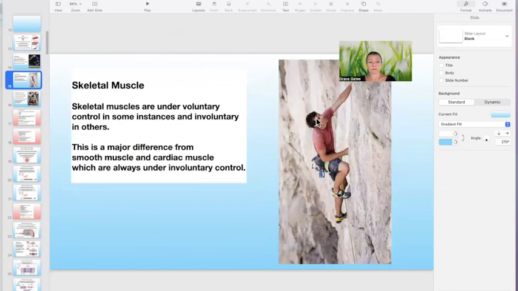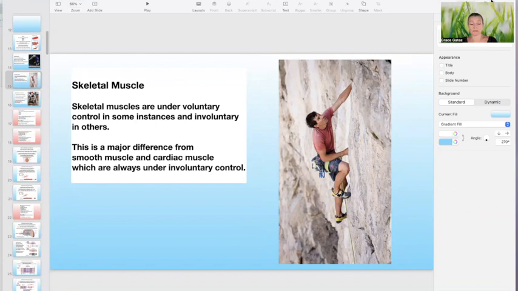Skeletal muscles are under voluntary control in some instances and under involuntary control in other instances. This is a major difference from smooth muscle and cardiac muscle, which are always under involuntary control.